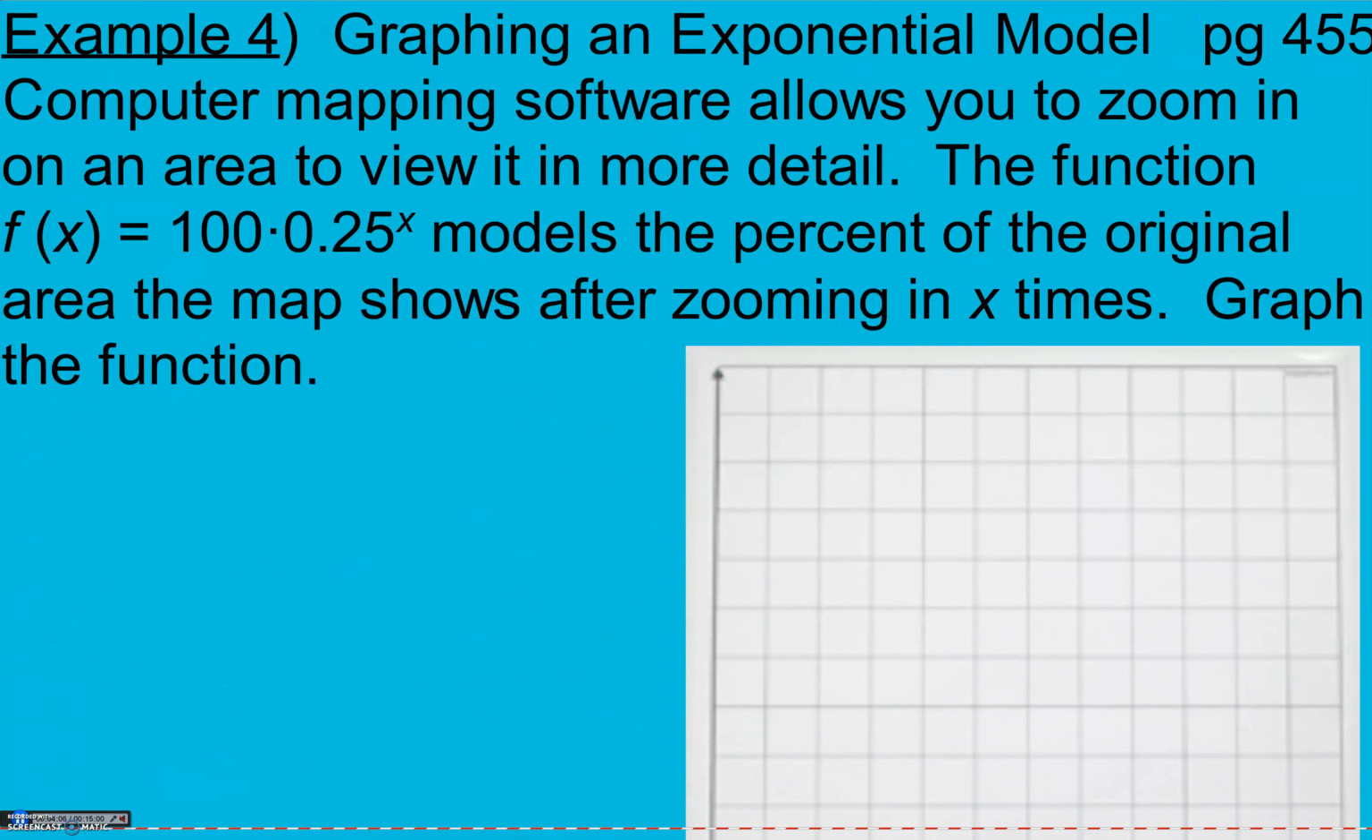Example 4 is graphing an exponential model, and this is from page 455. Computer mapping software allows us to zoom in on an area to view it with more detail. The function f of x equals 100 times 0.25 raised to the x power models the percent of the original area the map shows after zooming in x times. We're going to graph this function.